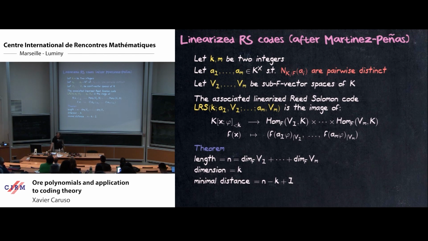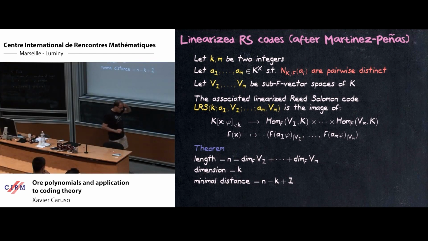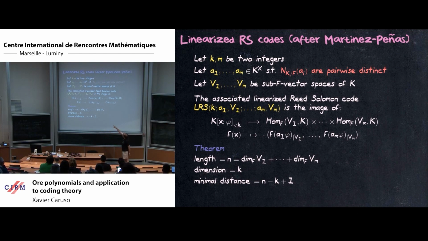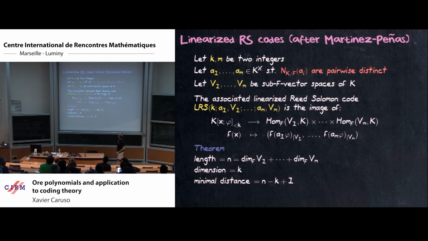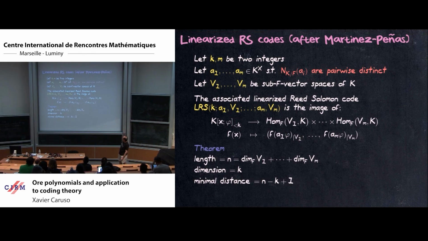The computation is a bit involved: we have to compute the dimension over K of the codomain of this map, which is the dimension of v1 plus the dimension of v2 plus the dimension of vm. What's the image of this map? It's a homomorphism from v1 to K. Why is the image in K? Yes, because a1 phi is a mapping from K to K. So the length is this.